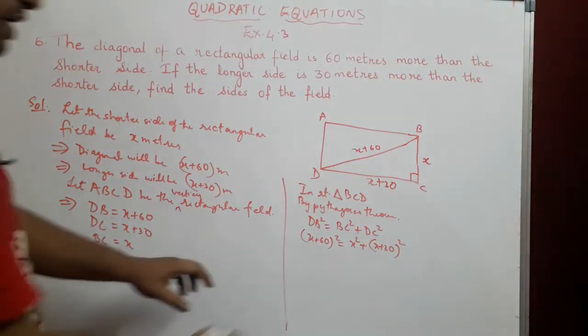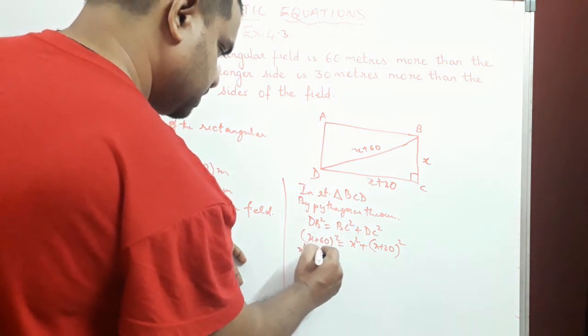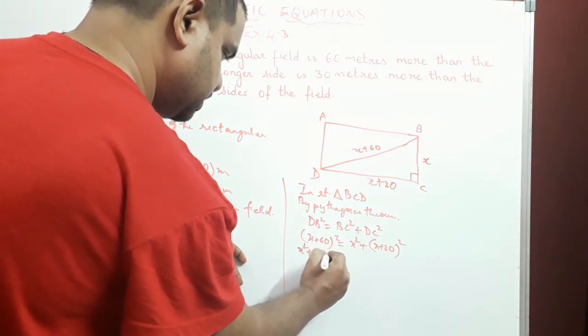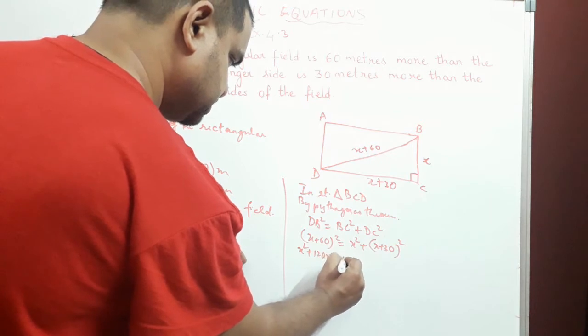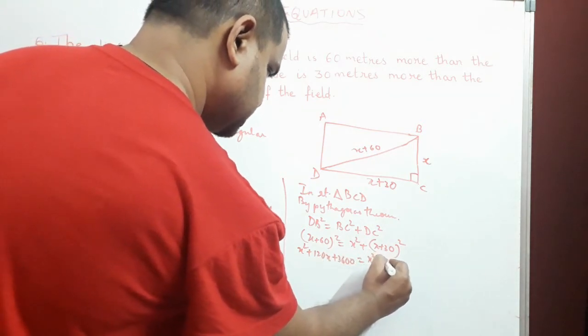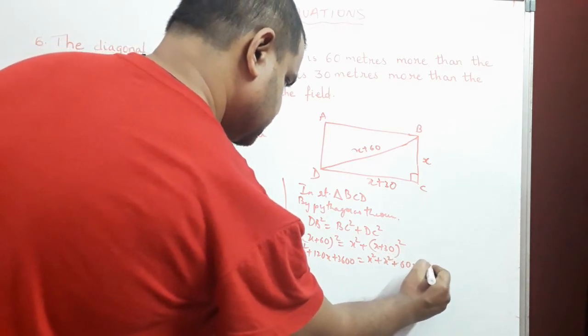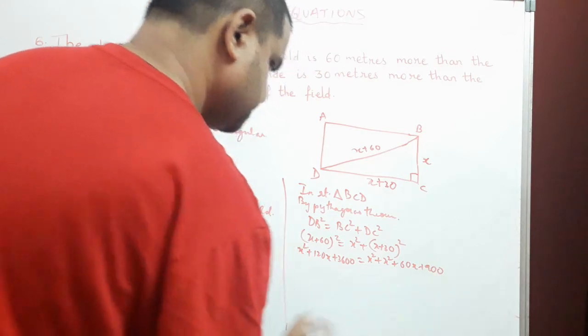And now we need to expand this. Using the identity for a plus b whole square, that will be X square plus 120X plus 3600 equal to X square plus X square plus 60X plus 900.